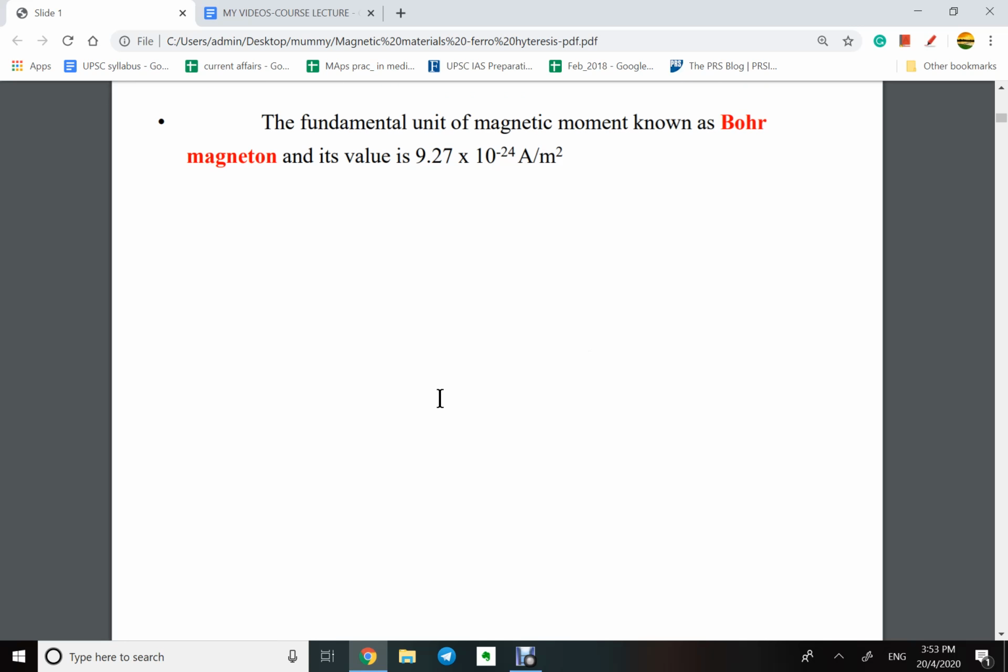So now what is the unit for magnetic moment? The fundamental unit of magnetic moment is known as the Bohr magneton, and its value is 9.27 into 10 to the power minus 24 ampere meter square. This is the unit used for magnetic moment universally.